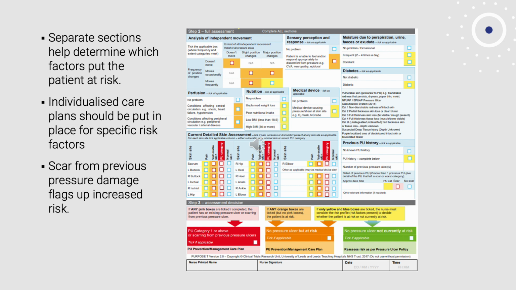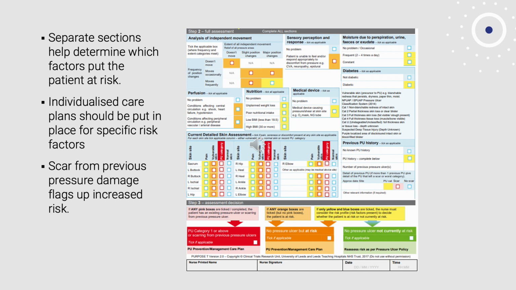You can see here that each separate risk factor is identified, and the way I like to use it is that each bit highlights where a problem might be and where you can target your care planning. So for example, if the patient has a problem with nutrition, we need a plan in place to address that. If they've got a medical device, we need a plan in place to mitigate that risk. If their diabetes isn't well controlled, we need a plan in place to mitigate that. So it's all about targeting your planning to reduce the risks that you identify here.